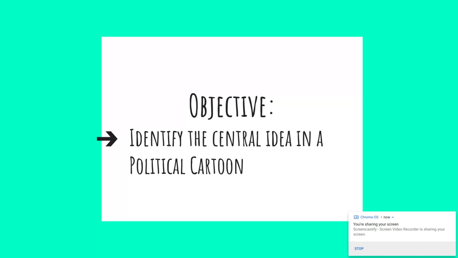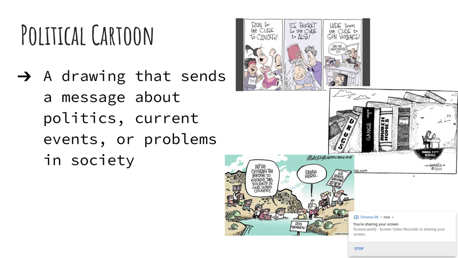Today we're going to be identifying the central idea in a political cartoon. Yesterday we identified the central idea in the nonfiction article, Violence Hits Home. Today we're going to be practicing that same skill, but instead we'll be using political cartoons. These are some examples of political cartoons. Political cartoons are drawings that send a message about politics, current events, or problems in society. The artist always has an opinion about one of these issues, and it's our job to try to figure out what that opinion is. What is his or her message?